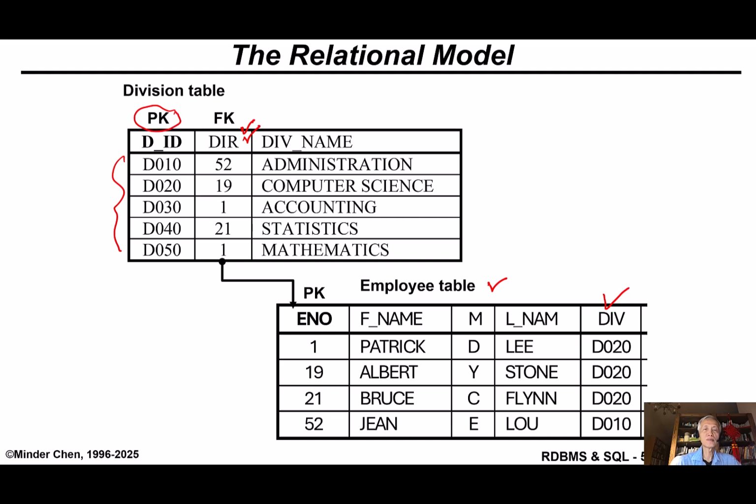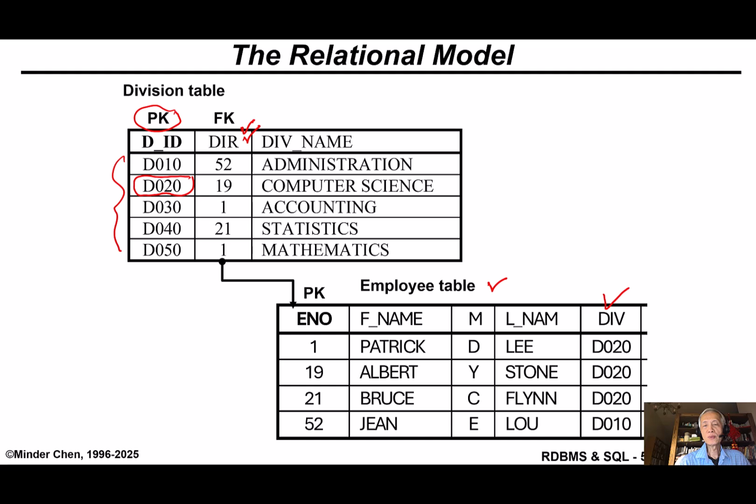PK here means primary key. We have a primary key to uniquely identify a record or row in a division. What that means is if I know a division ID, let's say D020, then we can uniquely identify the record, the row, and then we can retrieve this row and say we know the director of the division is employee 19, and it's the computer science division.